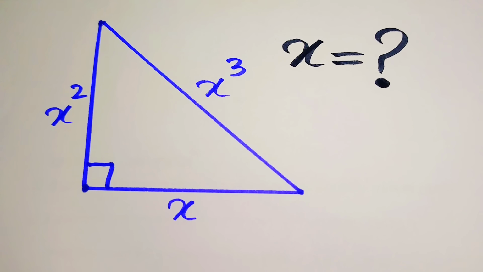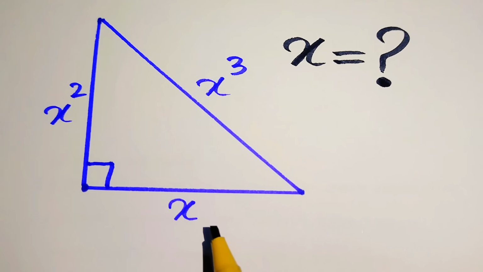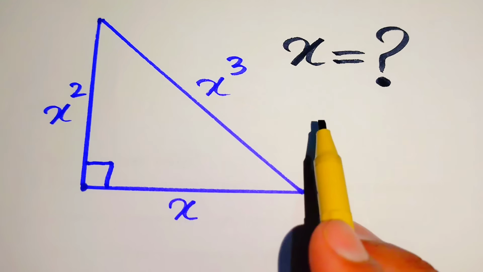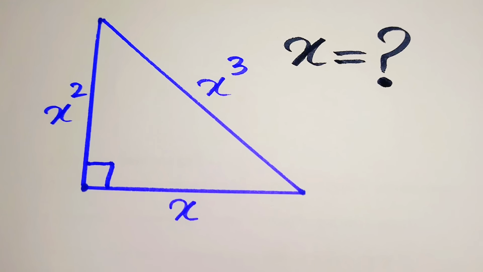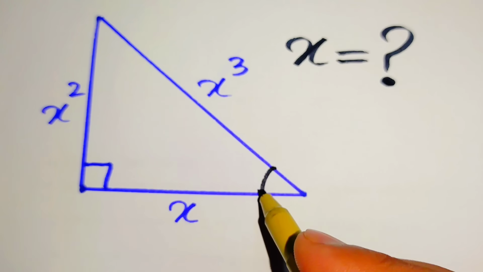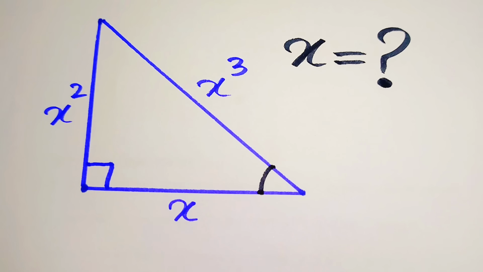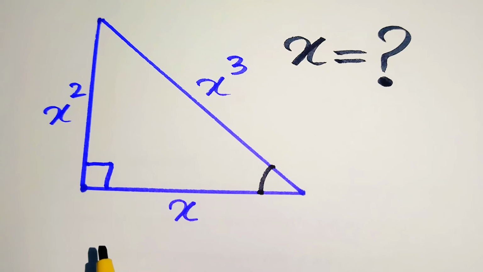So here we have a nice right triangle in which the lengths of its sides are x square and x cube respectively. According to this information, we need to find the value of x. If we say this is any other unknown angle, you see here that one angle of this triangle is a 90-degree angle, or right angle, so that's why we call this a right angle triangle.